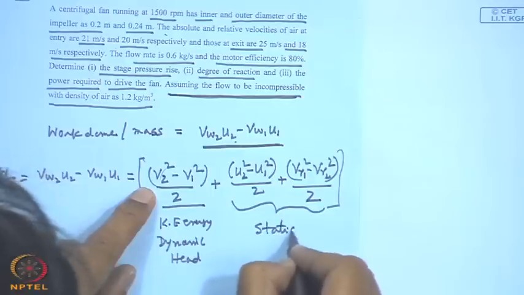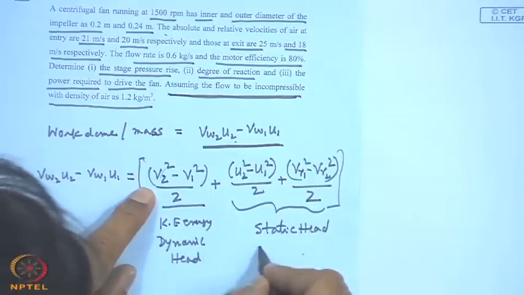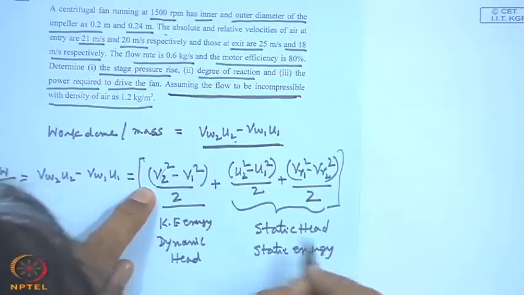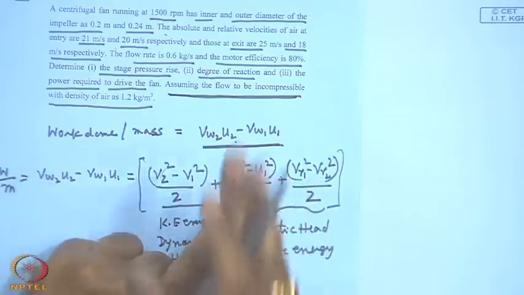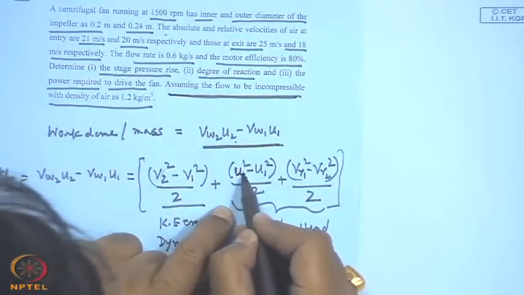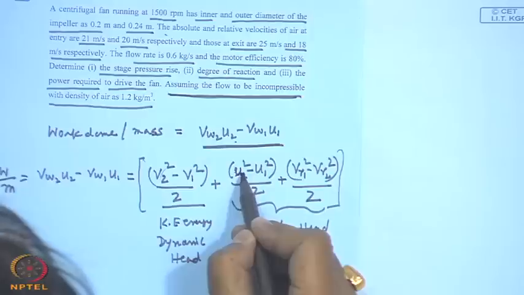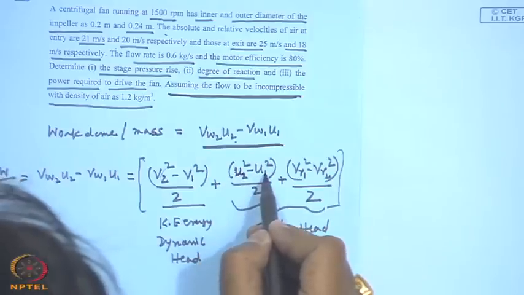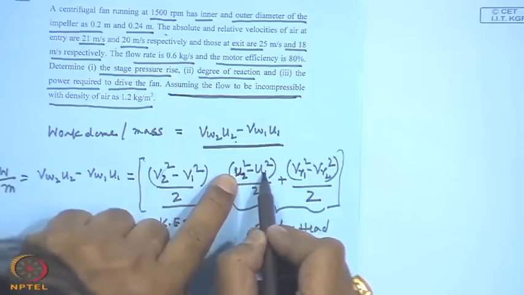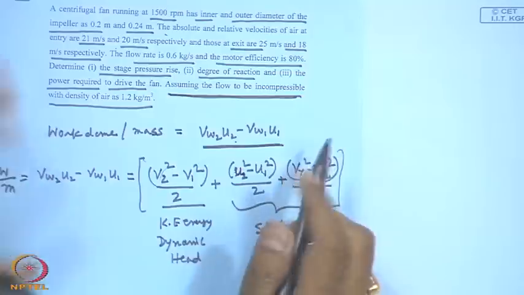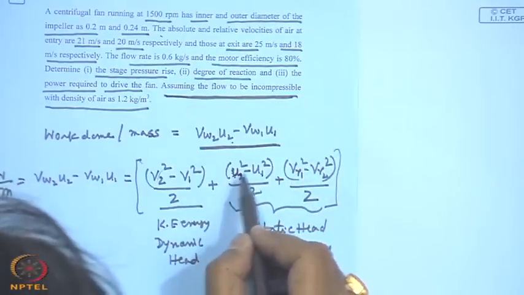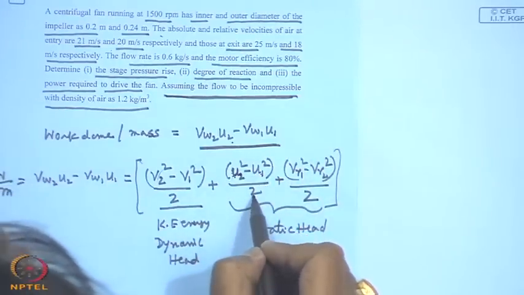Why is it called static head or static energy, which is not very much used? That means this is manifested in terms of the increase in the pressure of the fluid. This is because of the change in the peripheral velocity at outer radius and inner radius. And the fluid, therefore, when it reaches an outer radius from inner radius, gains in static pressure. And that change in the pressure energy is given by U2 square minus U1 square by 2.